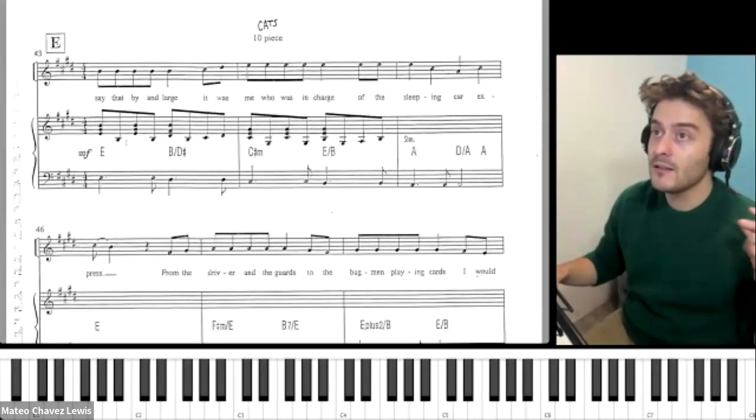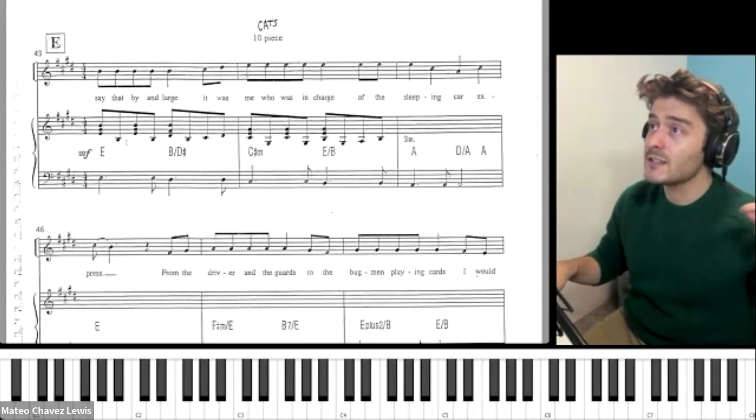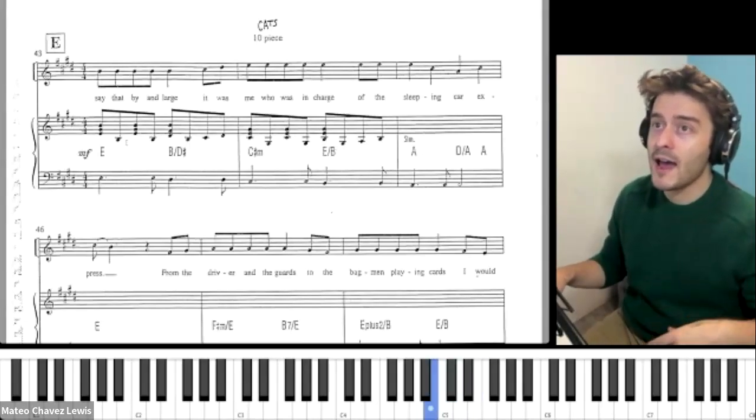You may say that by and large it was me who was in charge of the sleeping car express.